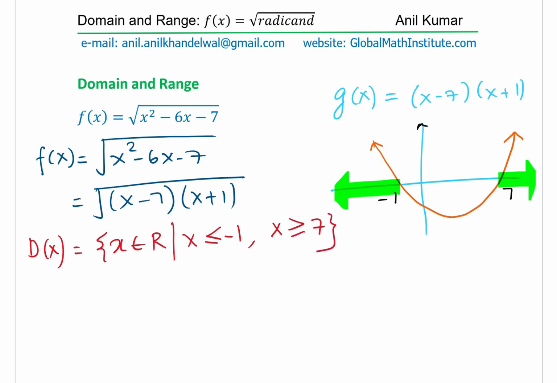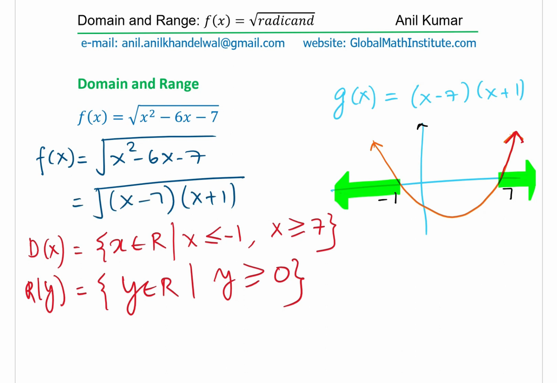Now how do you get the range of it? Well, the y values are always increasing as you can see. So in this case, you can easily write down the range and that is y belongs to real numbers. It is always greater than or equal to 0. Correct? So that is how you could write the domain and range of this particular function.